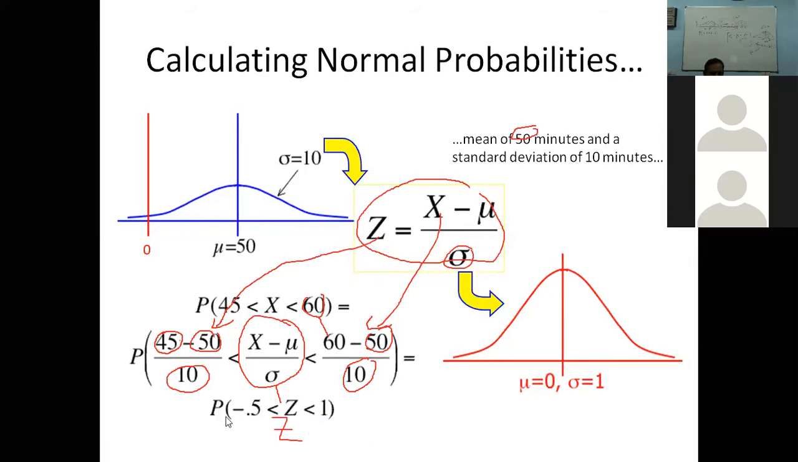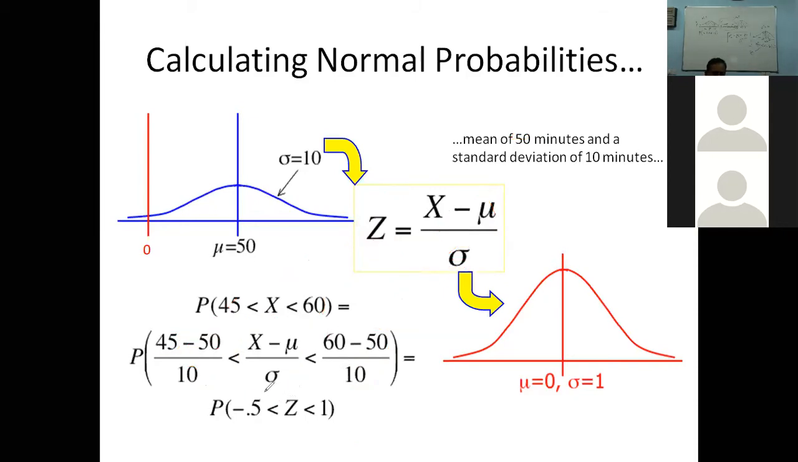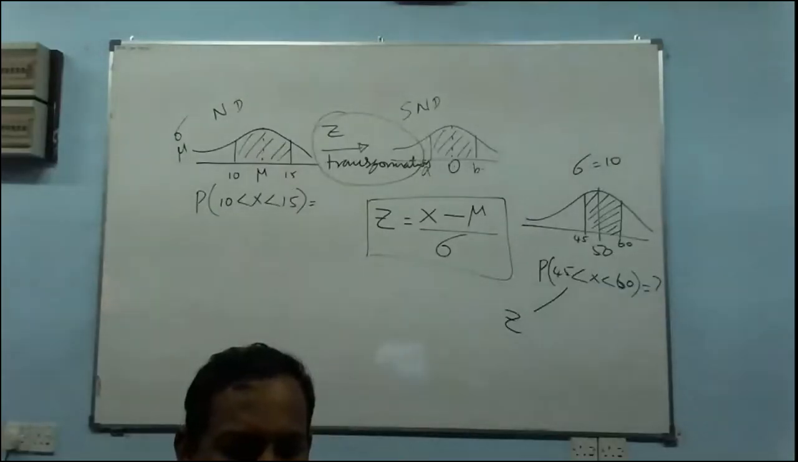Then you will get the answer: probability of Z greater than minus 0.5 and less than 1. This is after the conversion. You are just doing the conversion. Now we have simplified this so that we can look at the table, as we have already seen, because it is now expressed in Z. Earlier it was expressed in X. So this is the normal distribution, this is the Z distribution. Now we can find the answer. Can you find the answer?